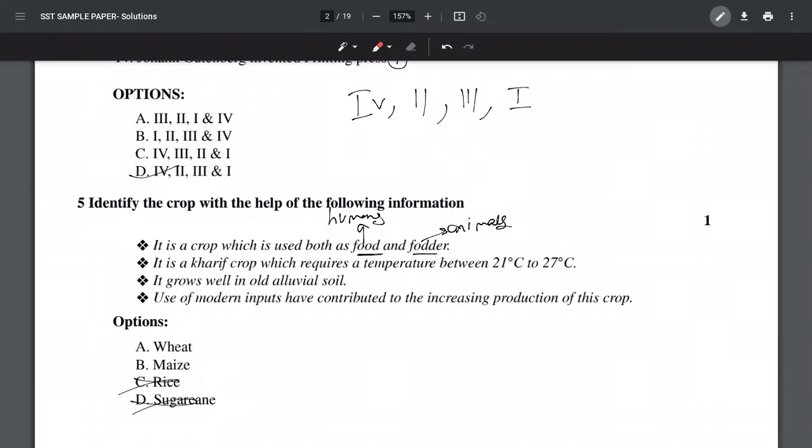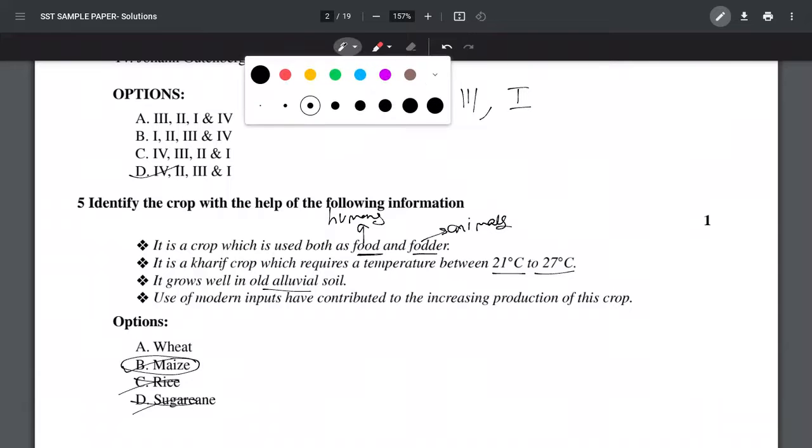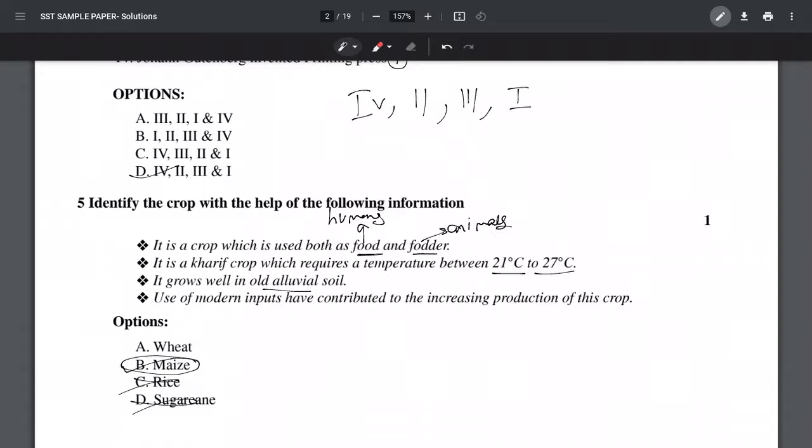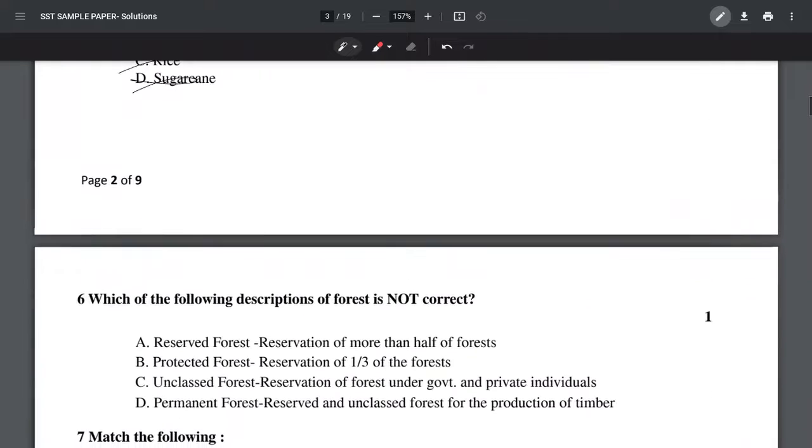It is a kharif crop which requires a temperature of 21 degrees Celsius to 27 degrees. Okay. It grows well in old alluvial soil. All right. And use of modern inputs has contributed to the increasing production of this crop. So you can easily understand the answer is B, maize. Maize will be the correct answer. Why? Because of the options given, wheat and maize, maize is a very suitable answer, isn't it? Okay, let's move to the next one.